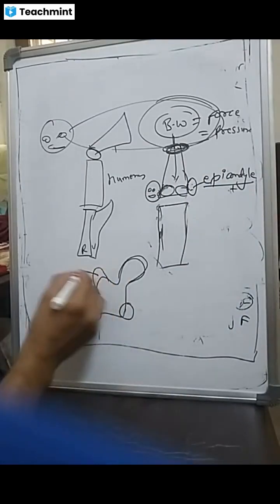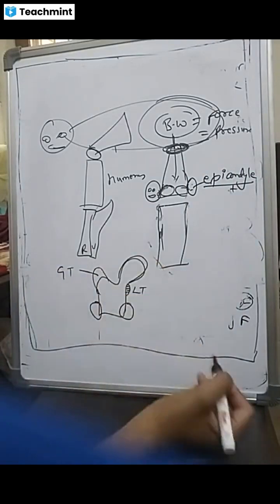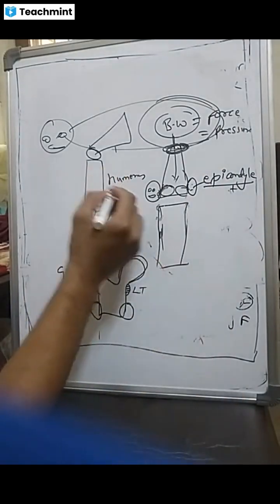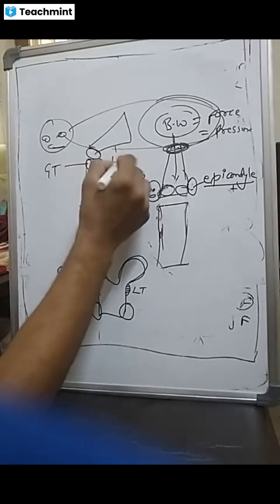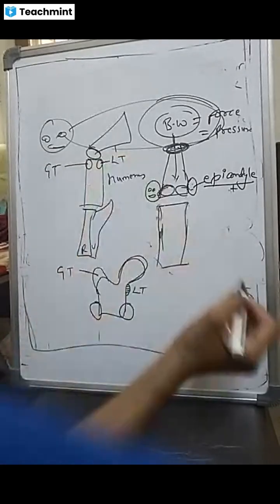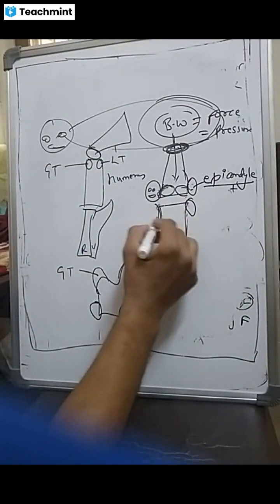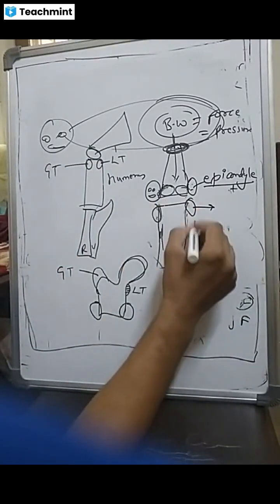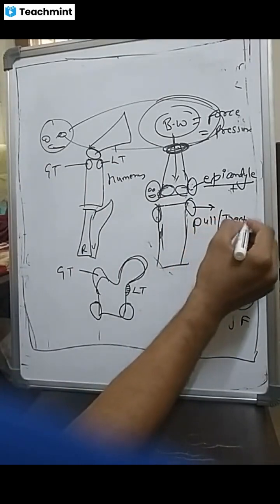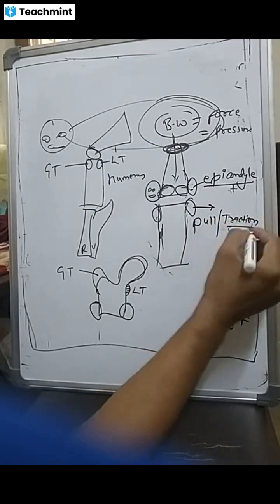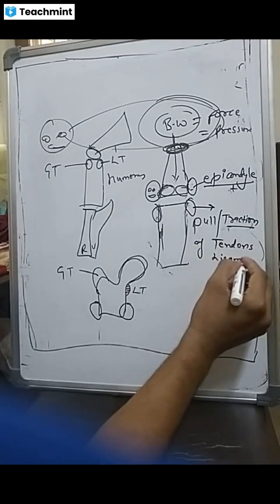And there is the lesser trochanter, and a tubercle, a lesser tubercle. So these structures on the side are formed by the pull of some tendons and some ligaments.